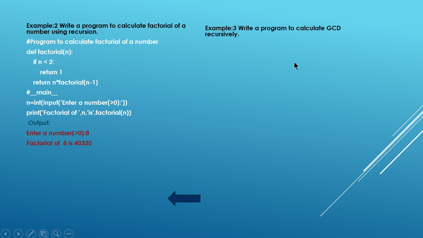Now look at the next example: write a program to calculate GCD recursively. What is GCD? GCD is the greatest common divisor. If you are given two numbers, you write the multiplication factors for both numbers. Among those factors, whatever is common between both the numbers, that is your GCD.